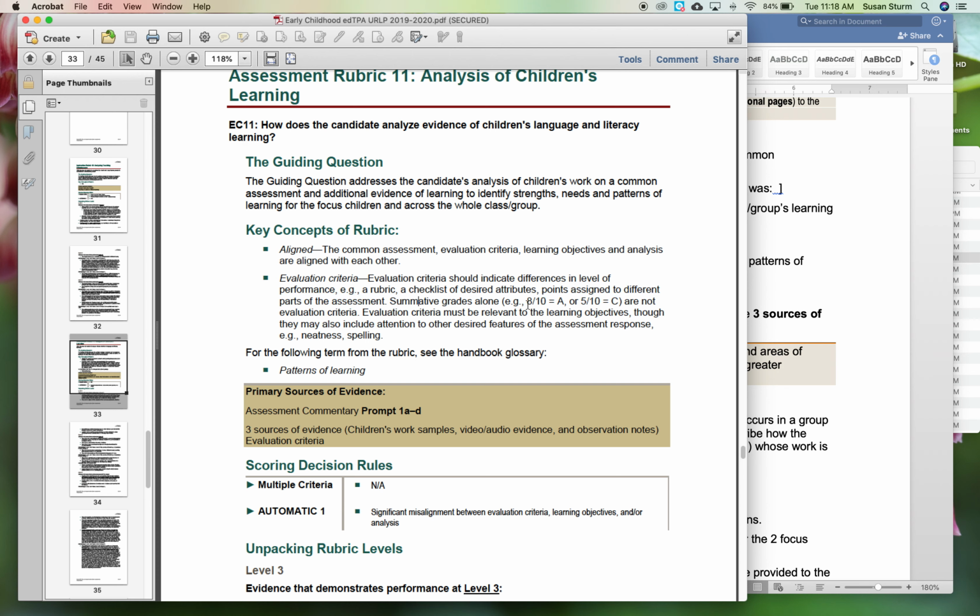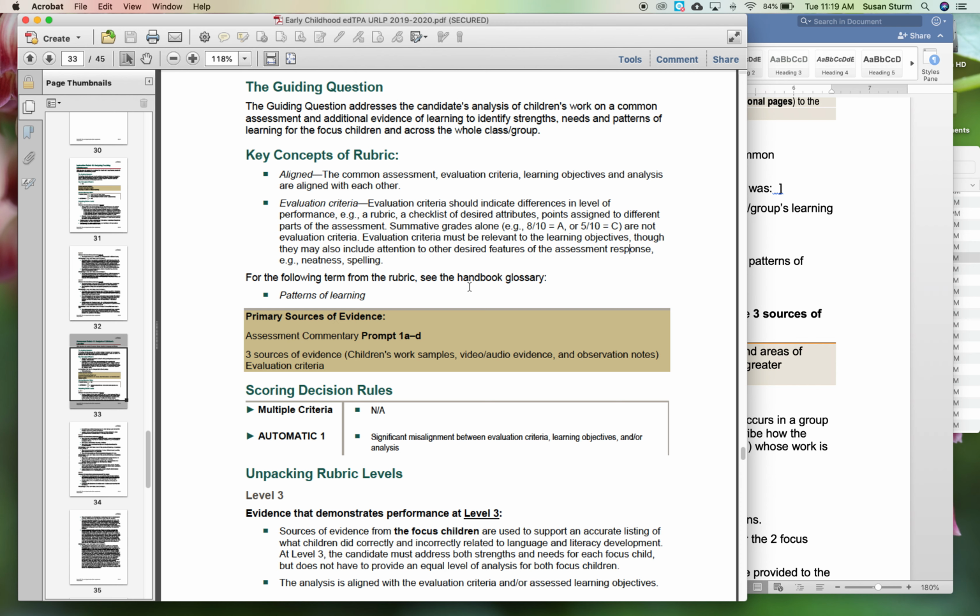Summative grades alone, like they got an 8 out of 10 or they got an A, are not enough for evaluation criteria. It must be relevant to the learning objective, though they may also include attention to other desired features of the assessment response, like neatness and spelling. If there's other things that you've taught about, you can put it in your objective, but it really needs to align. You can't give them a journal response looking for their use of descriptive language and only score them on neatness and spelling. It must be relevant to that learning objective. Okay, so that's just a little snippet on good assessment design.